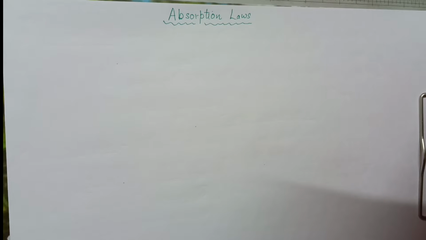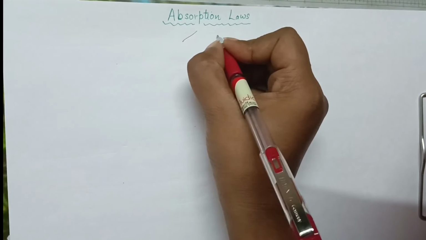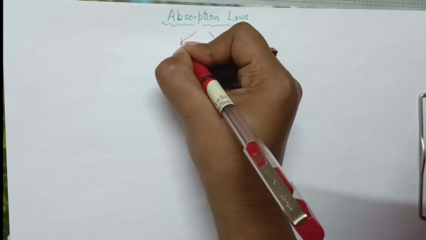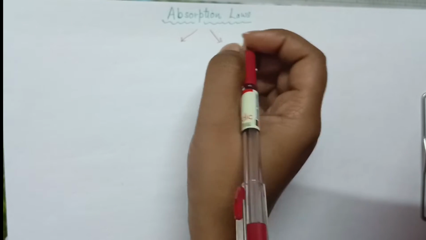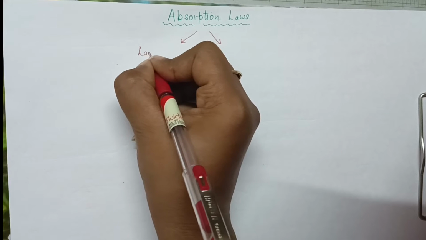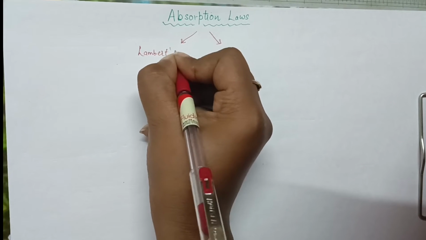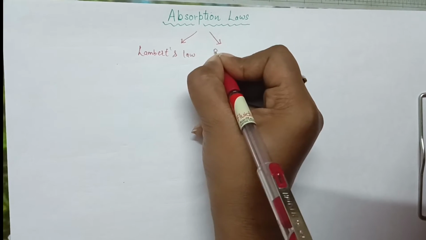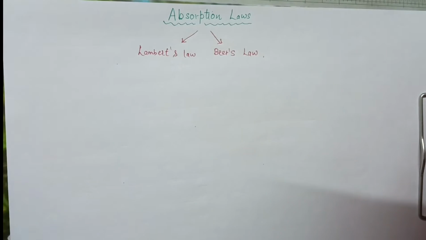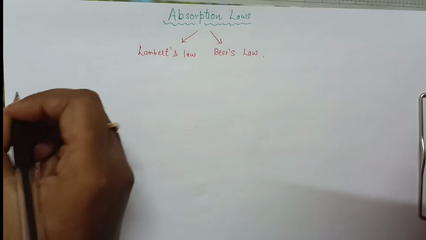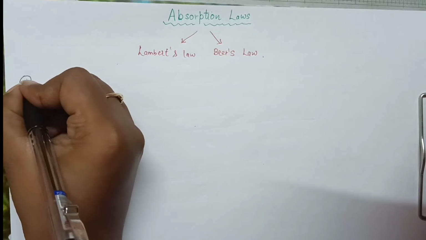So in this particular video we are going to discuss the absorption laws which we study in UV spectroscopy. In UV we discuss two basic laws which are the absorption laws. The first law is Lambert's law and the second one is Beer's law. So one by one we will study each of these. First we will discuss Lambert's law.